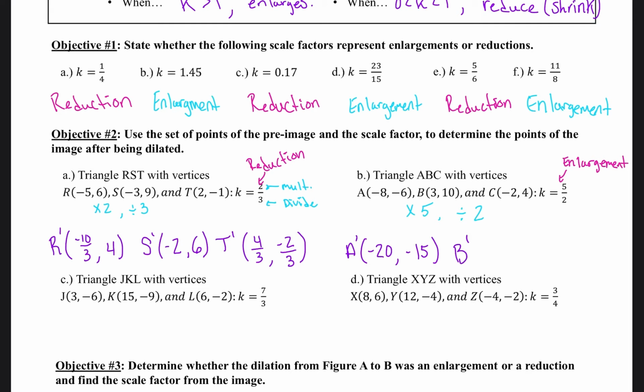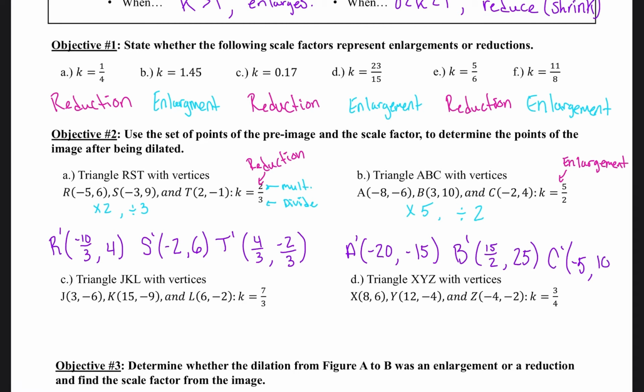All right, for B prime, I forgot to put the prime on A. There we go. 3 multiplied by 5 is 15, and 15 divided by 2 is just going to say 15/2. The next one, 10. I'm going to do it backwards. 10 divided by 2 is 5. 5 times 5 is 25. And C prime, -2 times 5 is -10. -10 divided by 2 is -5.